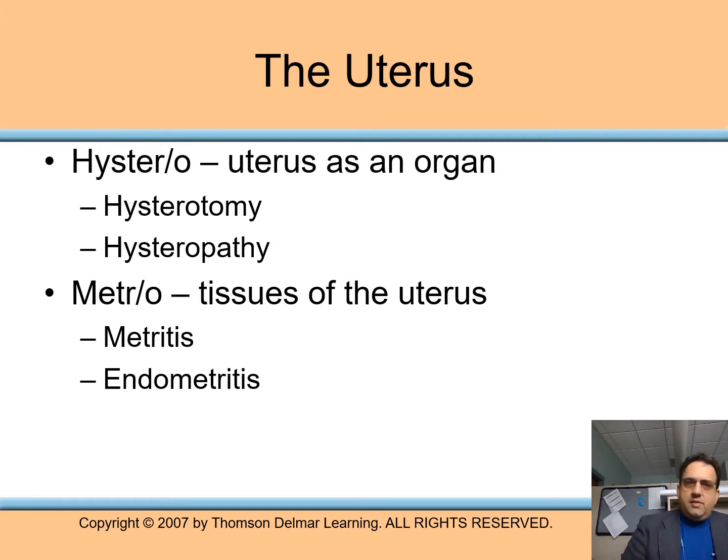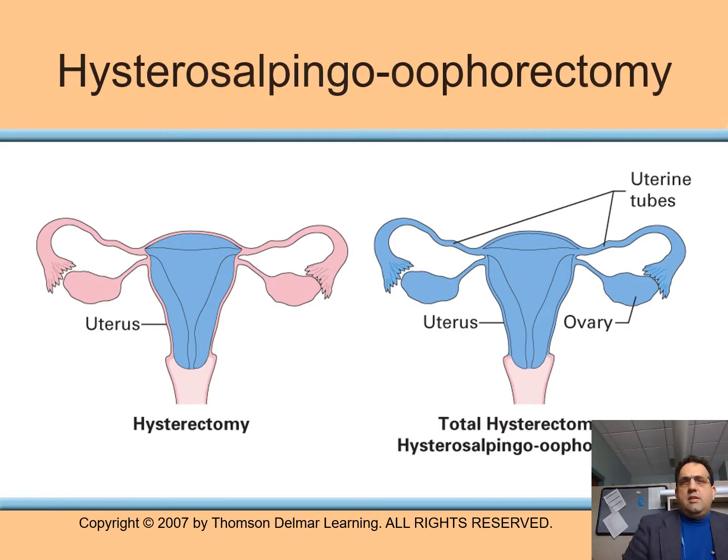Endometritis would be inflammation of the inner layer of the uterus. So a hysterosalpingo-oophorectomy, if you look at that, hystero means the uterus, salpingo means the uterine tubes, and oophoro means the ovaries, ectomy means surgical removal, so that would be a total hysterectomy. A partial hysterectomy would typically just remove the uterus and leave the fallopian tubes and the ovaries intact.